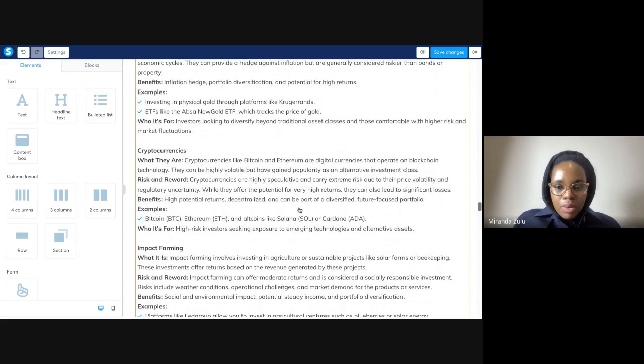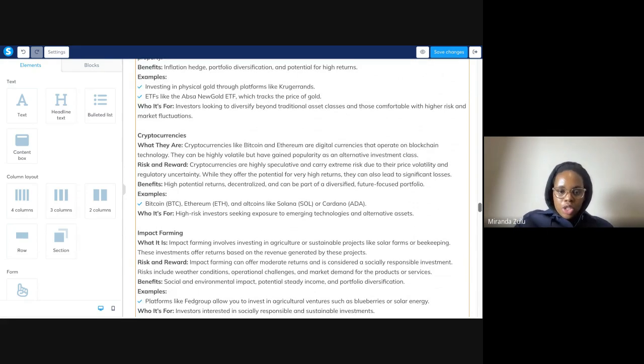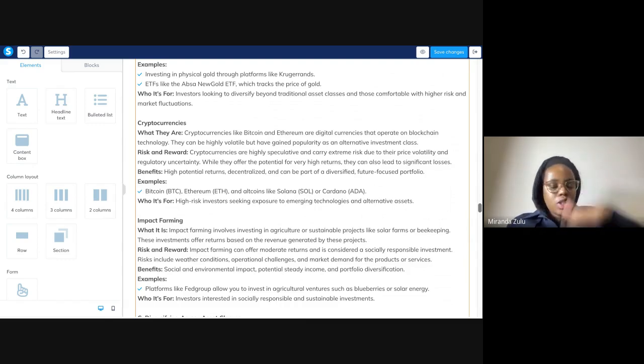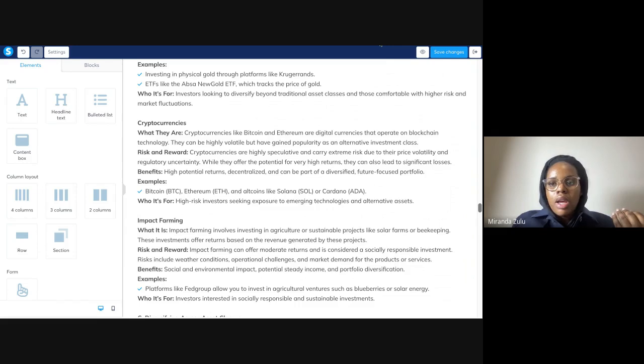Then there's another one, which is cryptocurrencies, things like Bitcoin, Ethereum. They're digital currencies. They operate on blockchain technology. They're very highly volatile and have gained popularity over the years as an alternative investment class. They're very speculative. They carry extreme risk due to just how quickly they fluctuate. Like, it's insane when you look at a graph.